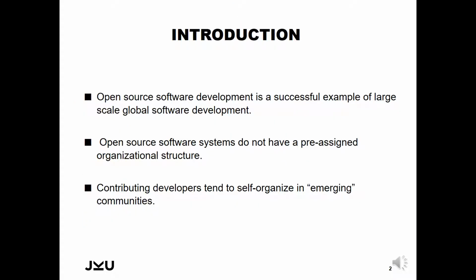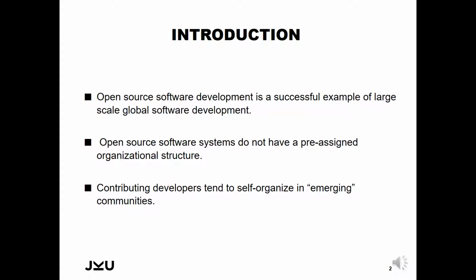Open source software development is considered a successful example of large-scale global software development. In this environment, software systems do not have a pre-assigned organizational structure, so developers can contribute to any part of the system. These developers tend to self-organize in emerging communities, which also have a significant impact on software quality.